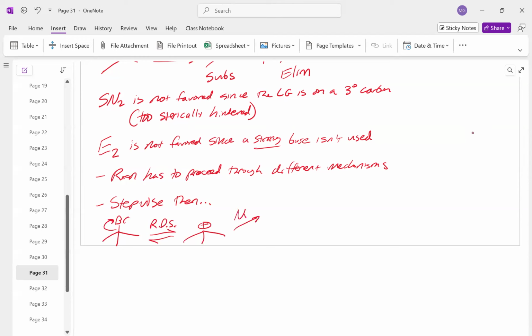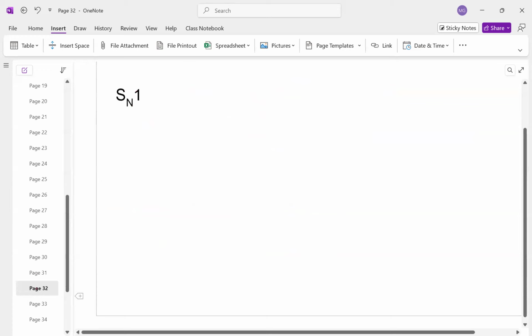And then if it reacts with the nucleophile, we get the substitution product. If it reacts with a base, we get the elimination product. Now I'll go in depth into the mechanisms for each of these, in which this would be SN1 and this would be E1. On the following pages, I'll go through the mechanisms. So let's start off by looking at SN1.